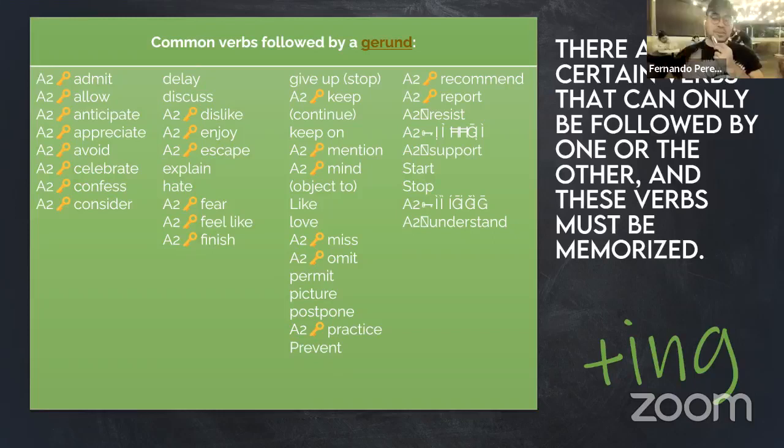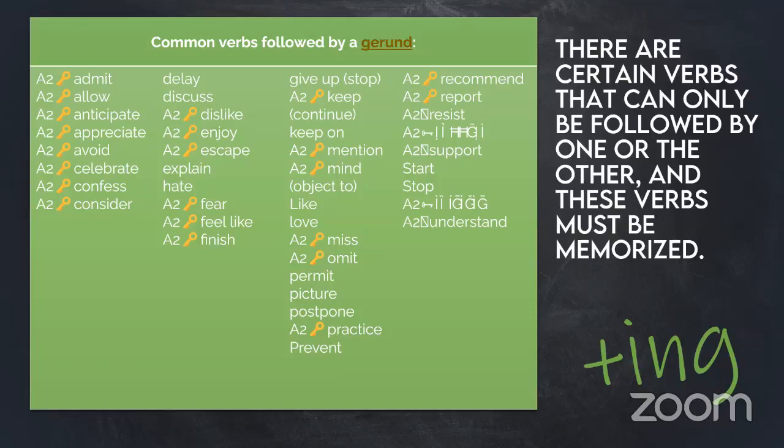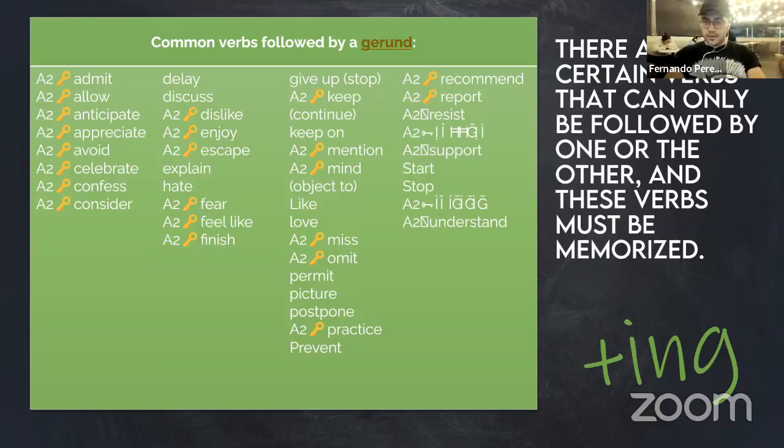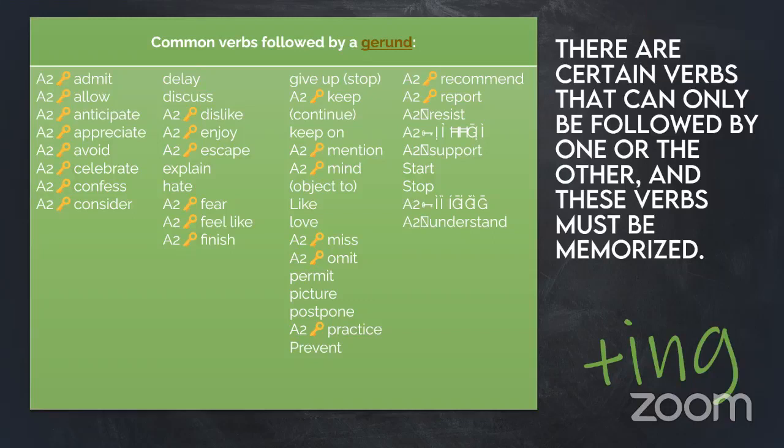Now, attention to the construction. She admitted drinking, ing. It's incorrect to say she admitted to drink. Do you understand? Yes, teacher. For sure. What about Viridiana? Do you understand or not? One more example, please.